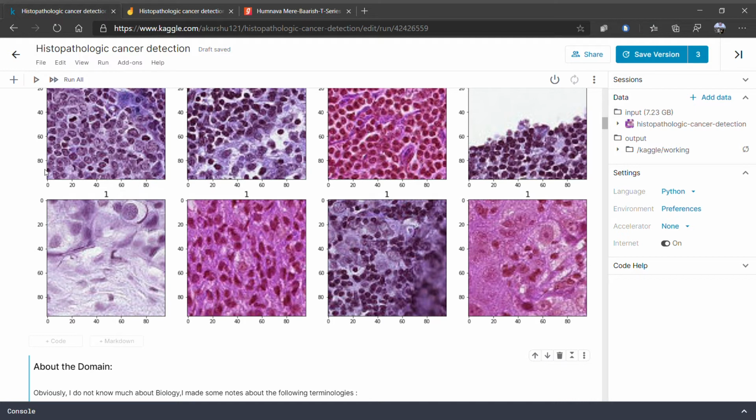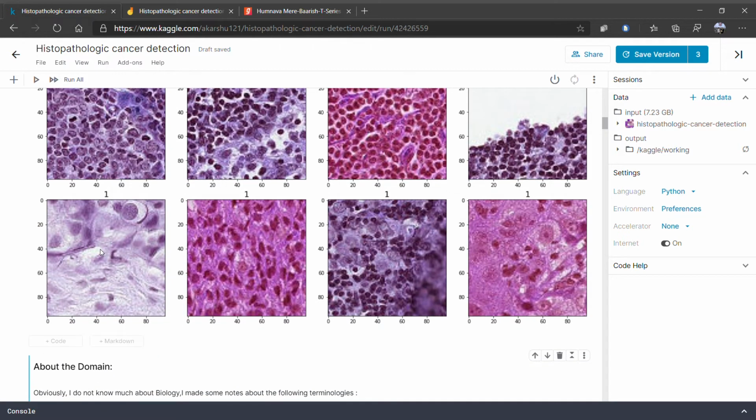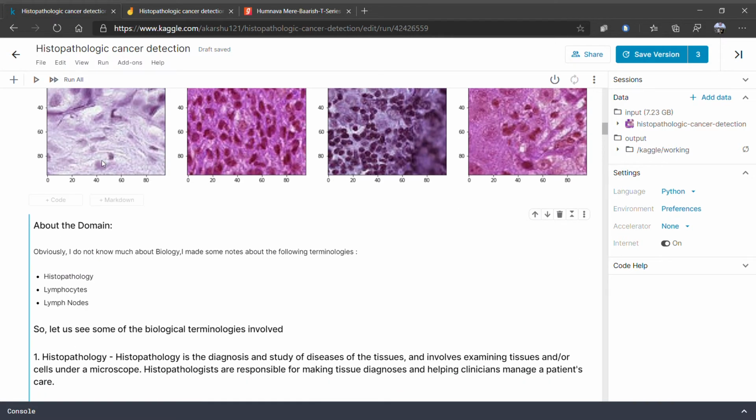In the problem statement, what they have said is that if the metastasis is found in the central part, meaning in the central 32 pixel by 32 pixel region, then only you should classify it as 1, otherwise it should be considered as 0. The other part is mainly for enlargement of the image, so that the model can easily operate on the image. That's why they have provided 96 by 96. Otherwise the main part would be the central 32 pixel by 32 pixel.